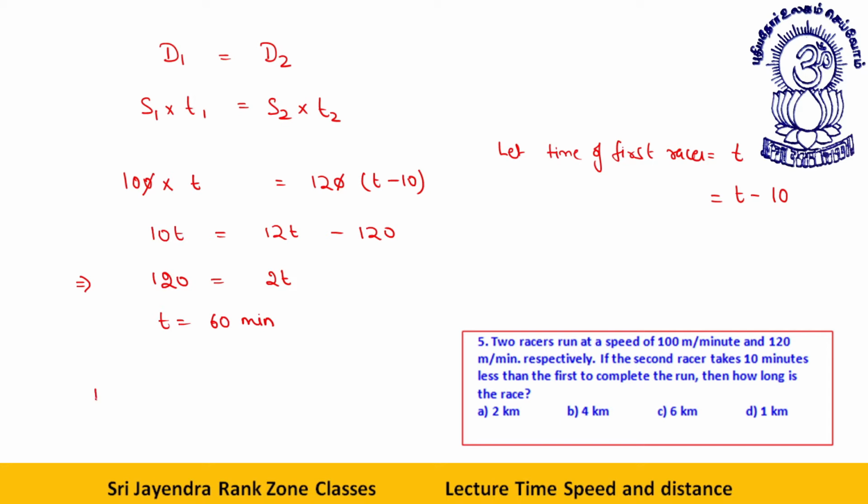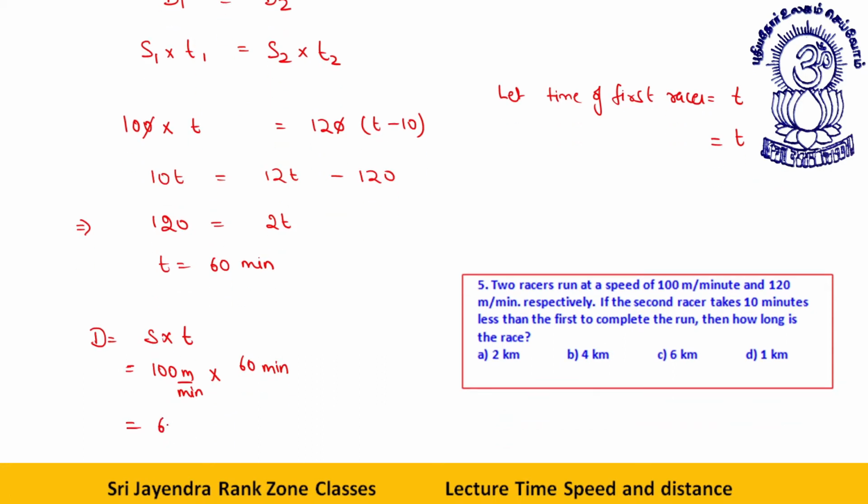What is the distance? The distance is equal to speed into time. What is the speed of the first person? That is 100 meter per minute. What is the time? The time is 60 minutes. Minute and minute cancel. 100 into 60 is equal to 6000 meters, or 6 kilometers. This is one way of doing the question. Okay.